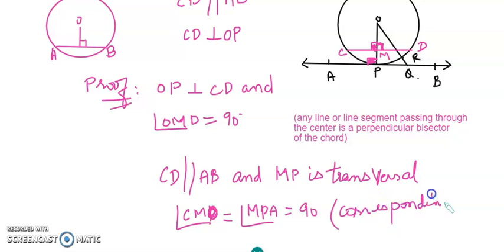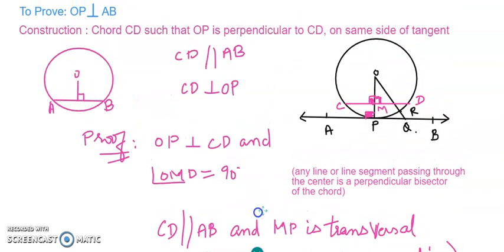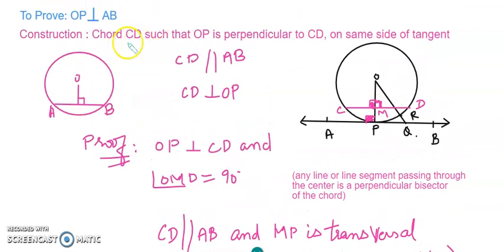So let me explain it again. What are we doing here? We are doing a construction where we are drawing a chord CD such that OP is perpendicular to CD and CD is on the same side of the tangent. And the construction is also in such a way that CD is parallel to AB. Now, clearly OP is perpendicular to CD. That means OMD, or I can say OMC, both are 90 degrees because any line or line segment passing through the center is a perpendicular bisector of the chord. Now, CD is parallel to the line AB, and let me say MP is the transversal.